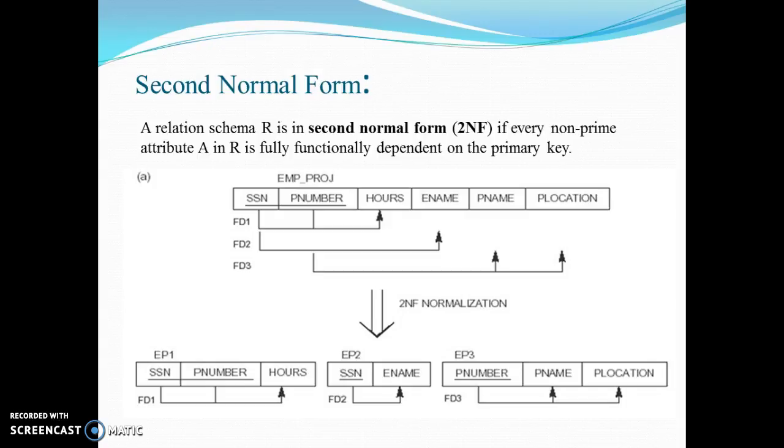And if we divide this entire relation into second NF, then we will get EP1, EP2 and EP3.